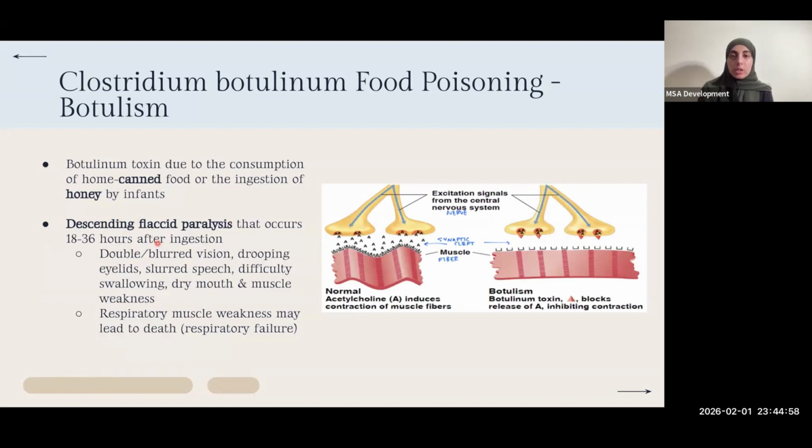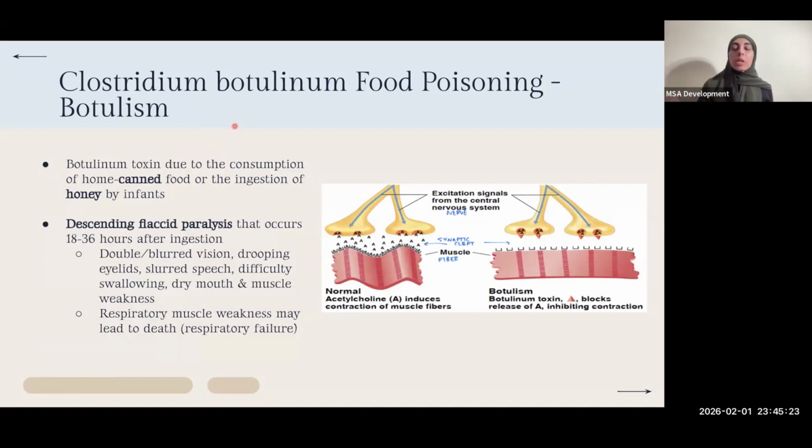And the feared complication is it eventually progressing into respiratory muscle weakness, leading to respiratory failure and even death. And the key thing is home canned foods, or if an infant eats honey. Why? Because honey normally has the spores of Clostridium botulinum. As adults, we can destroy the spores and be fine, completely fine by eating honey, okay?